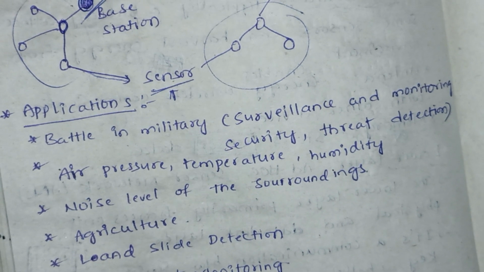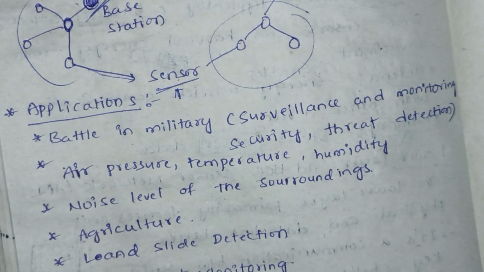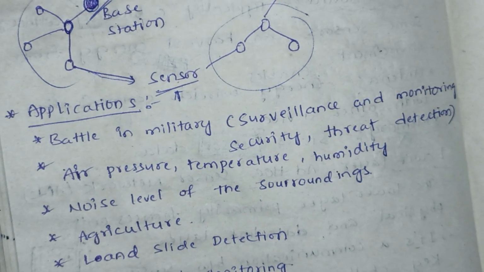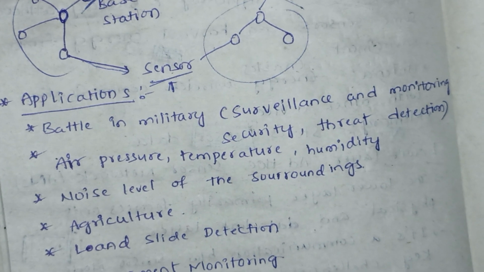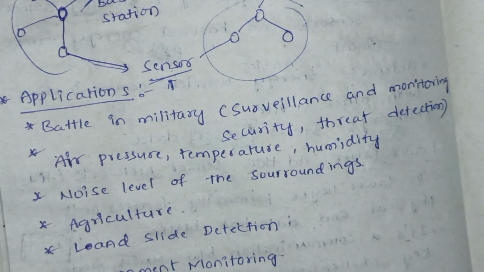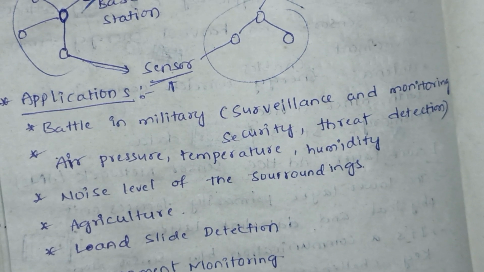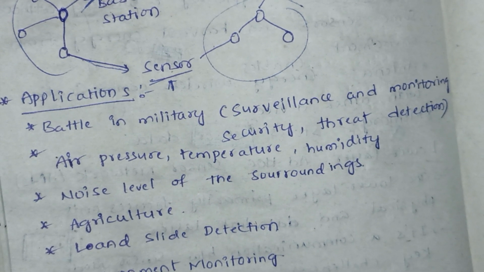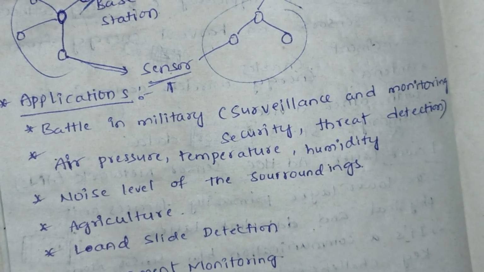There is no wireless, no physical wire between two battles, in military power. They are also connecting through ad hoc networks. Air pressure, temperature, humidity: all of these are sensed by the sensors, which give the data in the form of sensor nodes, and it can produce the data to the base station, and it can analyze and give it to the internet.